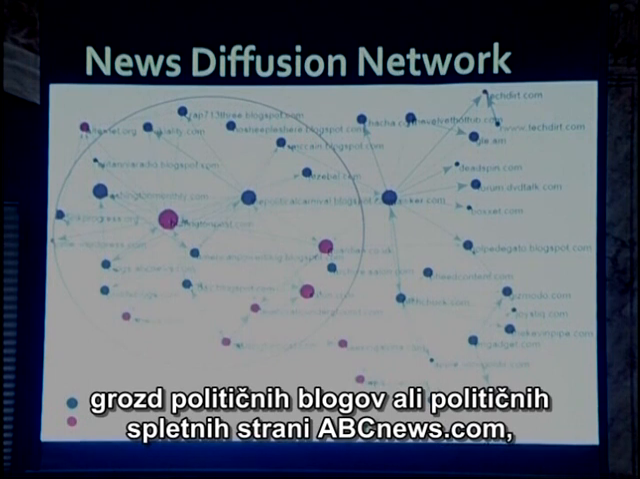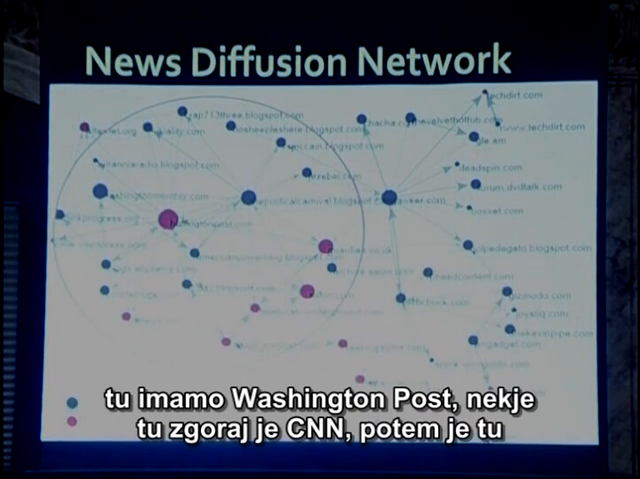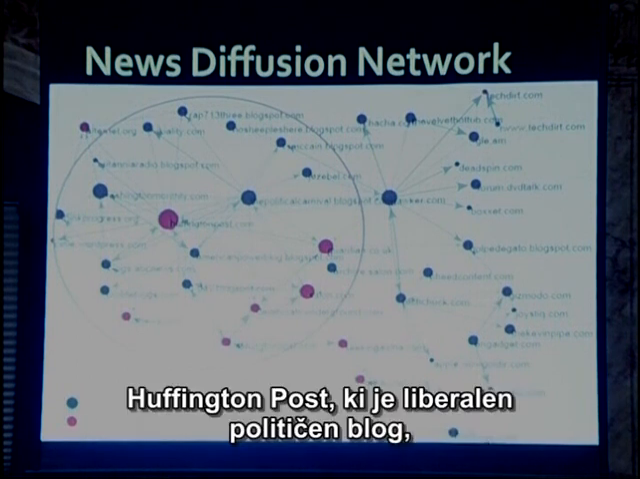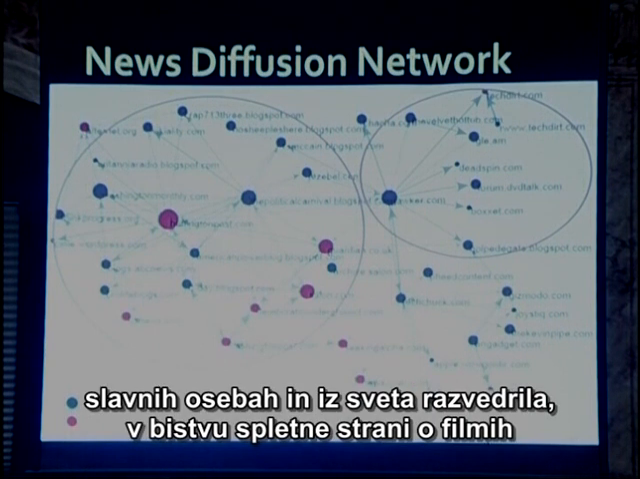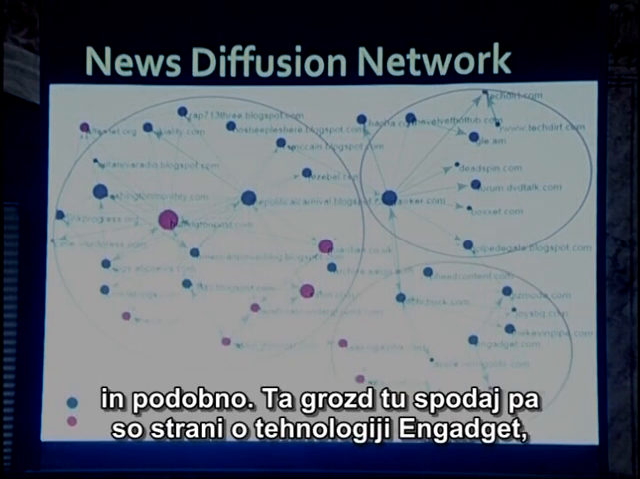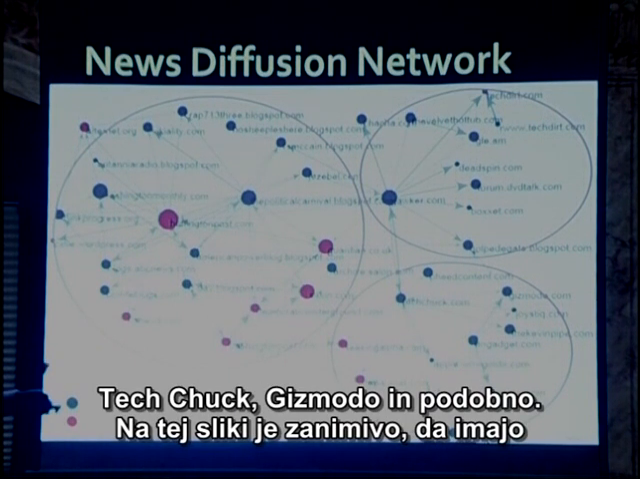You have abcnews.com, you have Washington Post here. There is CNN somewhere up here. You have Huffington Post, which is a liberal political blog. You have the Guardian, which is a UK newspaper. The cluster up here is entertainment and celebrity news, so websites about movies and things like that. And the cluster down here is websites about technology, so Engadget, TechCrunch, Gizmodo, and so on.